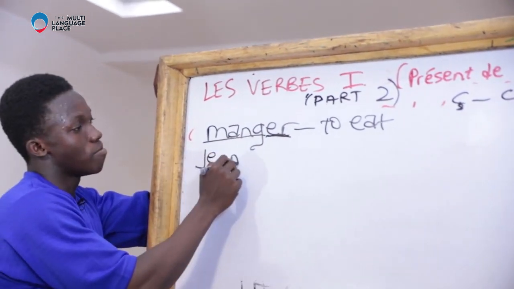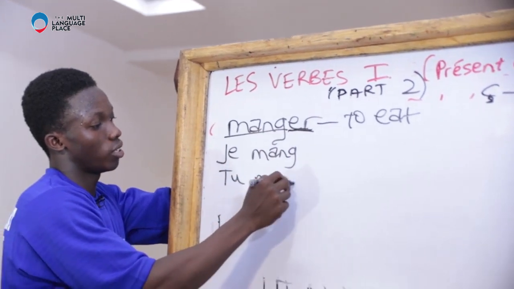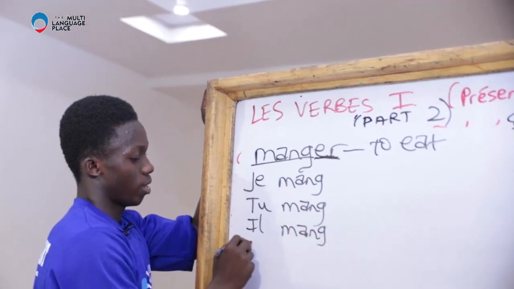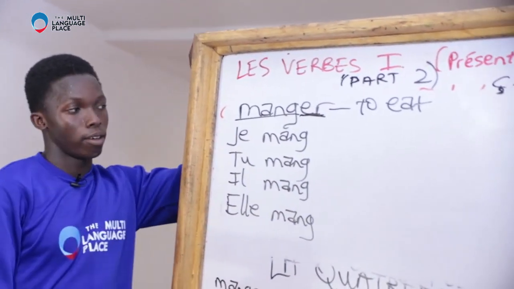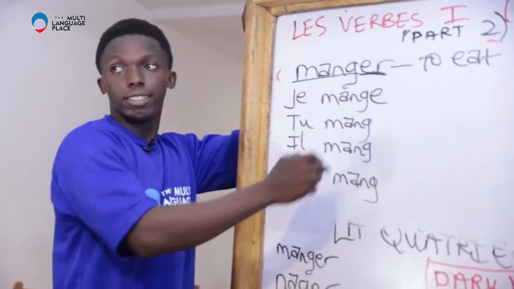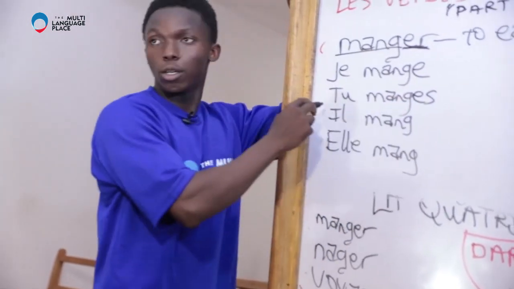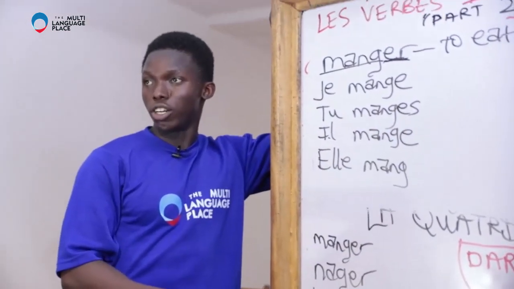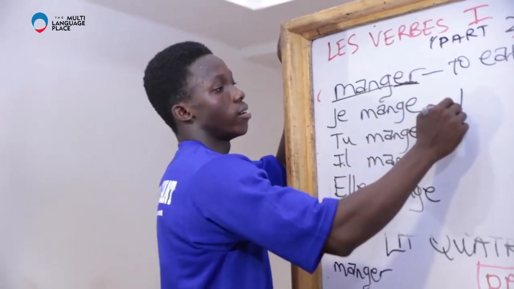You add the stem. Je mange. Tu manges. Il mange. Elle mange. Now for je, you add E. That becomes je mange. For tu, you add ES. Tu manges. For il, you add E. Il mange. For elle, elle mange.